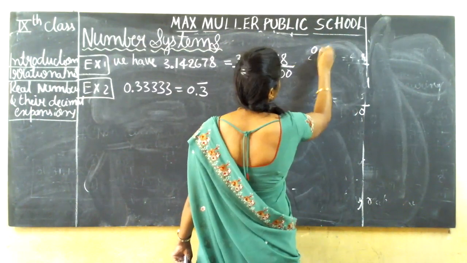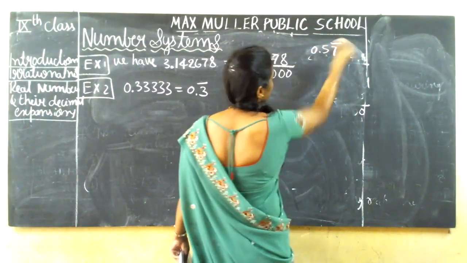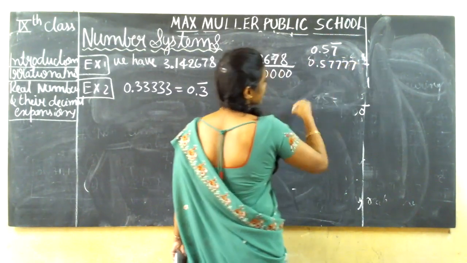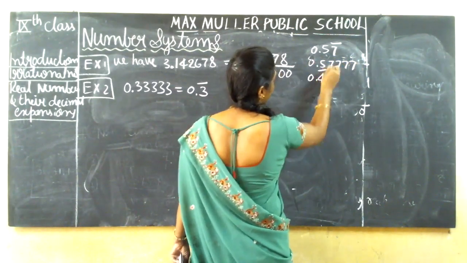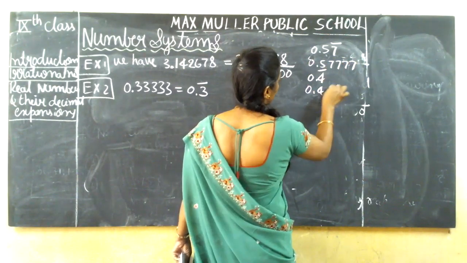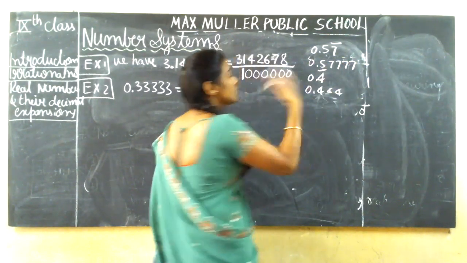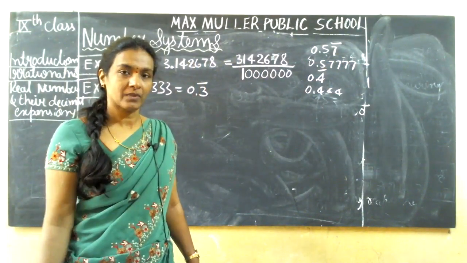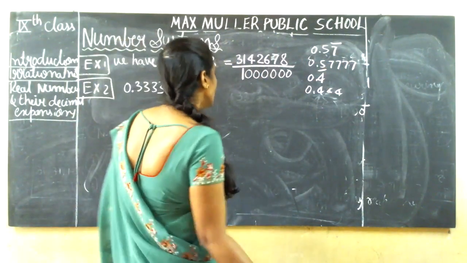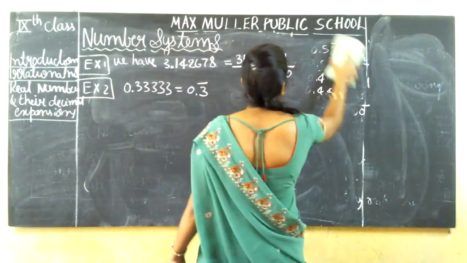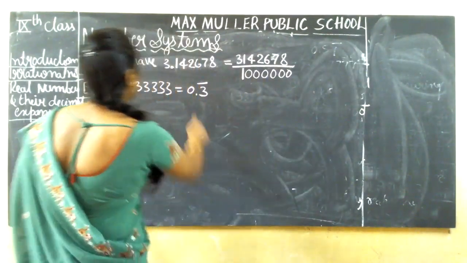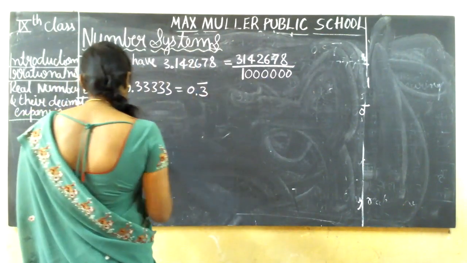For example, 0.57 bar means 0.57777... like this. 0.4 bar means 0.444... On whichever number the bar is there, that number is going to repeat. So here 0.333... is there, so I just took this as 0.3 bar.